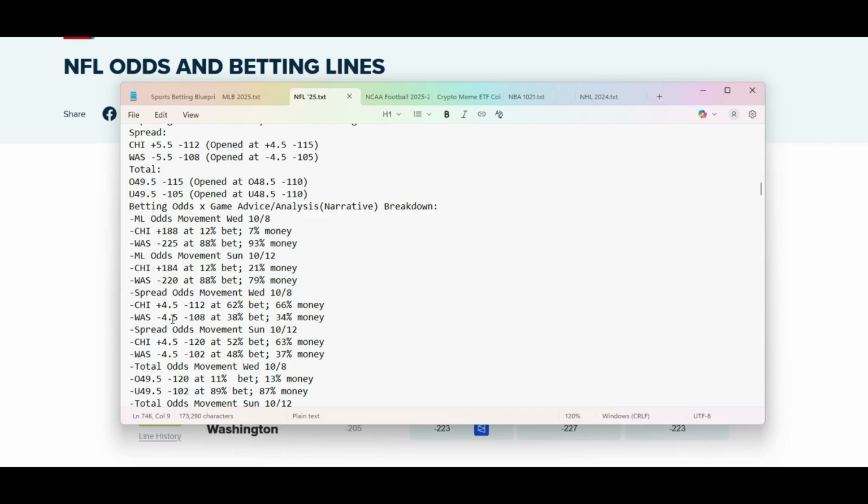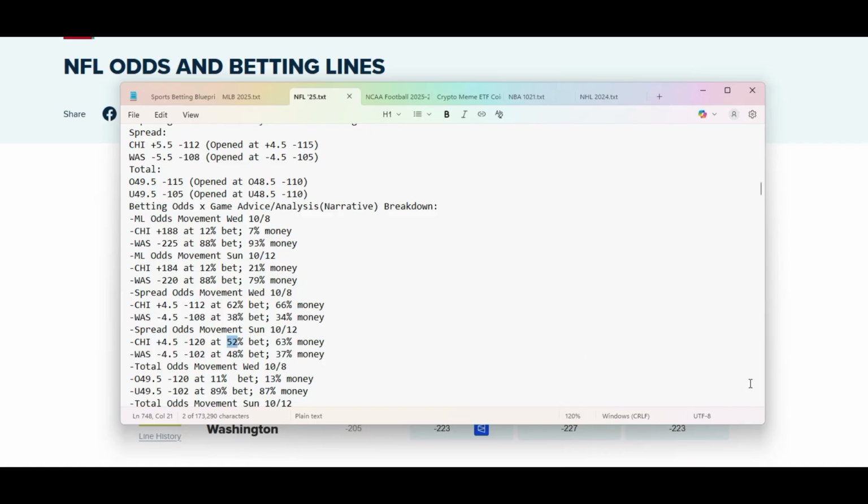4.5 point underdogs are Chicago, minus 120 cost this time, as of Sunday, October 12th. Minus 4.5 points Washington, minus 120 cost going with Chicago, minus 102 going with Washington. 52% of the betting going with Chicago, 48% going with Washington. 63% of the money going with Chicago, 37% going with Washington. Not a huge difference, but it is 3%, but 10% difference on the betting. People betting more on Chicago's spread.